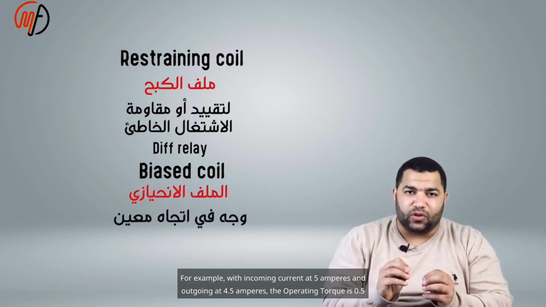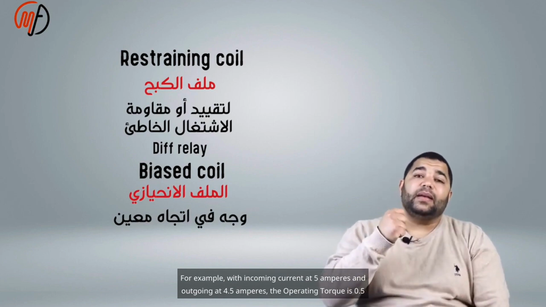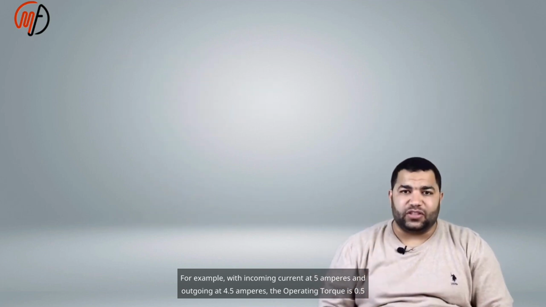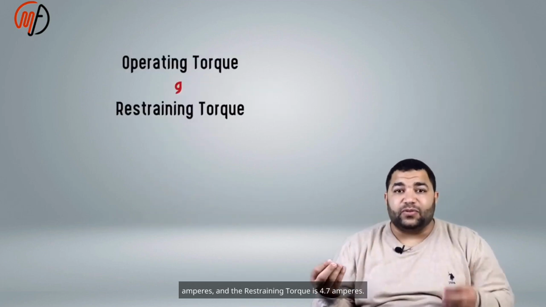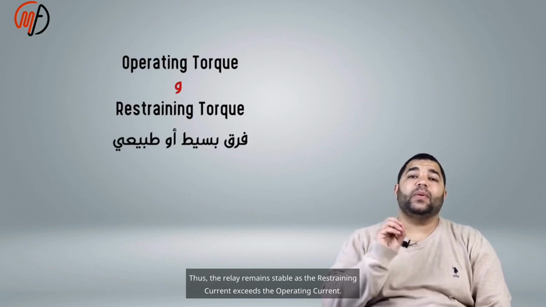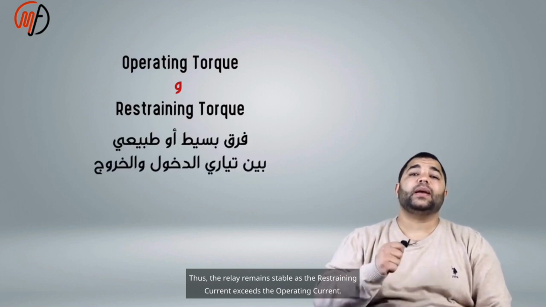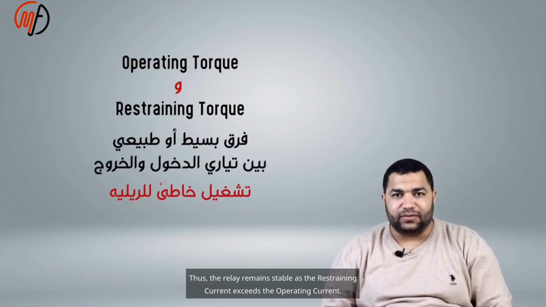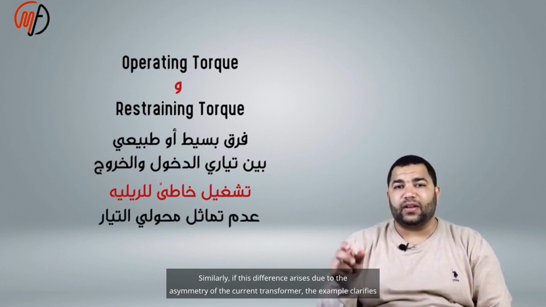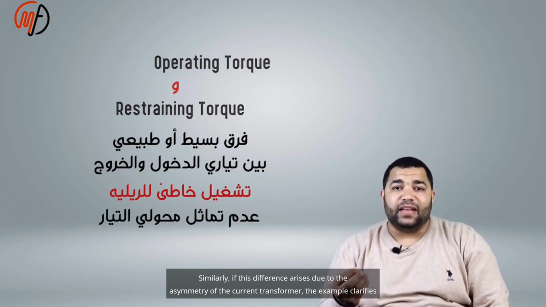For example, with incoming current at 5 amperes and outgoing at 4.5 amperes, the operating torque is 0.5 amperes, and the restraining torque is 4.7 amperes. Thus, the relay remains stable as the restraining current exceeds the operating current. Similarly, if this difference arises due to the asymmetry of the current transformer, the example clarifies the concept.